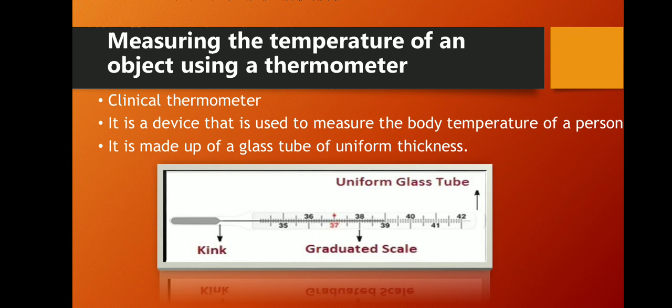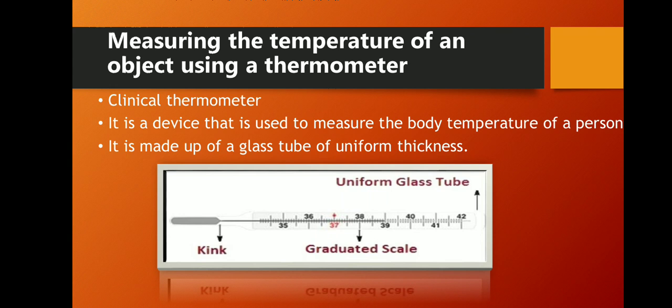some reasons. See what are the reasons for using mercury in it. It remains in liquid state for a wide range of temperature. It is easy to see because it has a silvery gray color. It does not stick to the glass. It has a very uniform rate of expansion for a wide range of temperature.